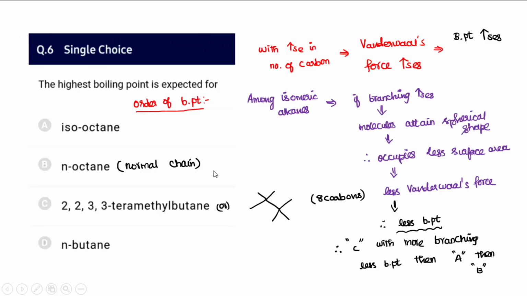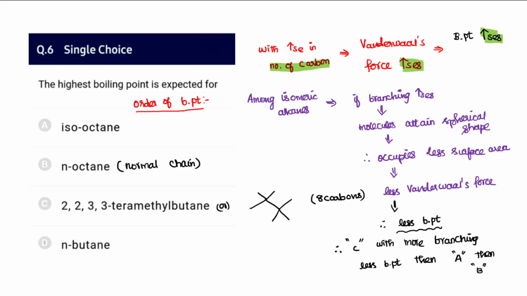And next, the sixth question: the highest boiling point is expected for which one. This is a basic concept, and a key concept related to it is given here. So next time when you get the same question, you can apply this key concept. With an increase in the number of carbon atoms, the van der Waals force is going to increase, so the boiling point is also going to increase.